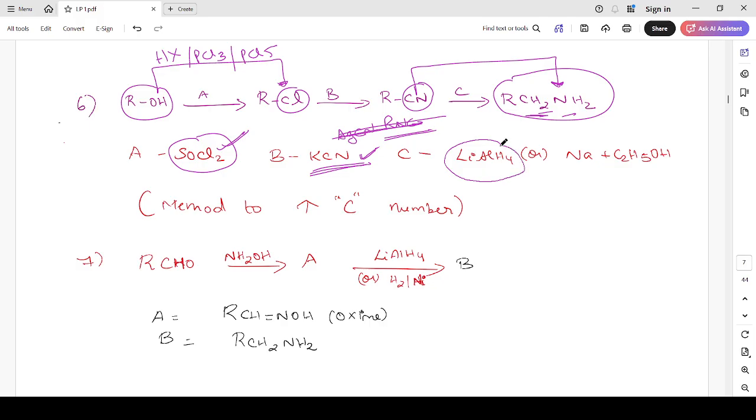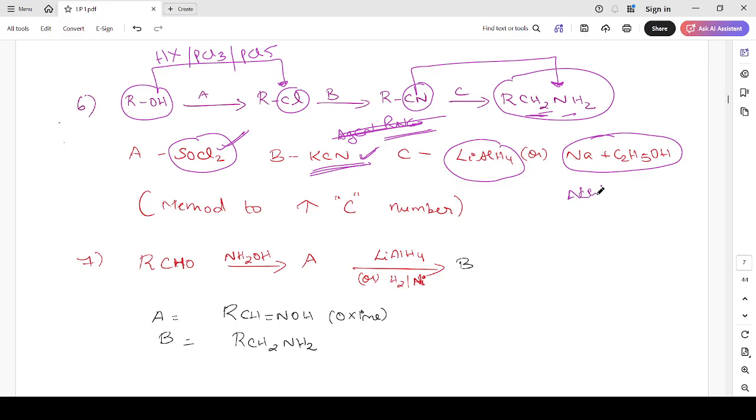Could be lithium aluminum hydride. Could be sodium in the presence of ethanol. Is this a reducing agent? Yes, ma'am. Why? How can we be sure, ma'am, because it's reducing? It'll form C2H5O minus Na plus, and then H will be added.